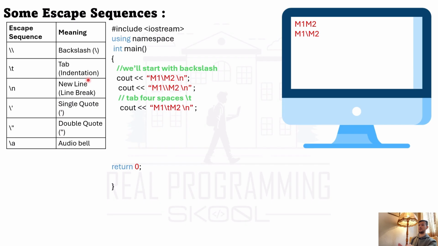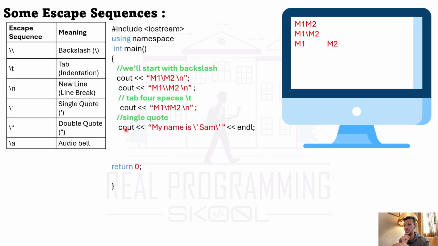All right, and we have a second escape sequence. It's backslash t. Backslash t gives you 4 spaces. You can write m1 backslash t m2, and it will give you 4 spaces, like you see here. So if you want 8 spaces, you write backslash t twice. m1, then spaces, m2. All right, new line break, we already took it, no need to take it again.